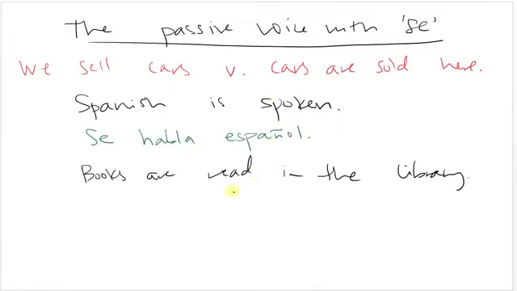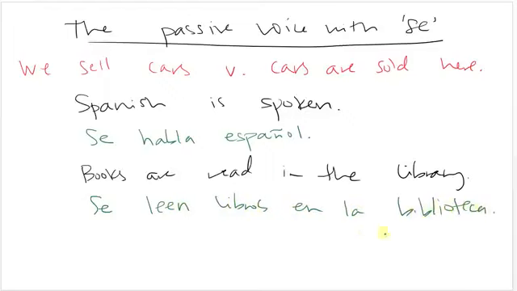So "books are read in the library." So se, and then to read is leer, but it has to be plural, and I'll tell you why in a second. Se leen libros en la biblioteca. Libros is plural, which means leen is going to be plural. Español is singular, which means habla is going to be singular.